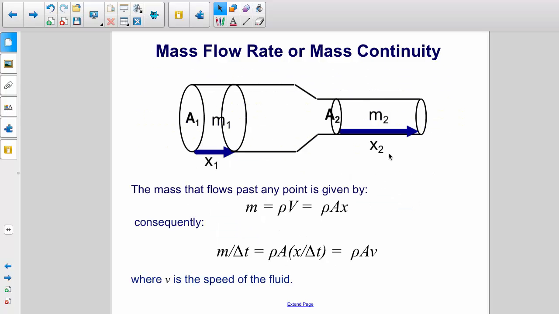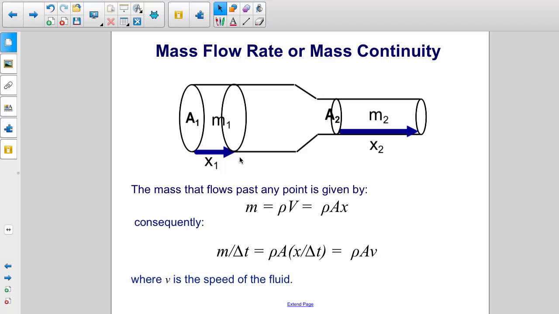Let's look at mass flow rate in a little more detail. The mass that flows past any point or across any area is given by rho times v, the density times the volume that travels during that time delta t. We can write that as rho times A times x, where A is the cross-sectional area and x is the distance down the pipe that the fluid flows.